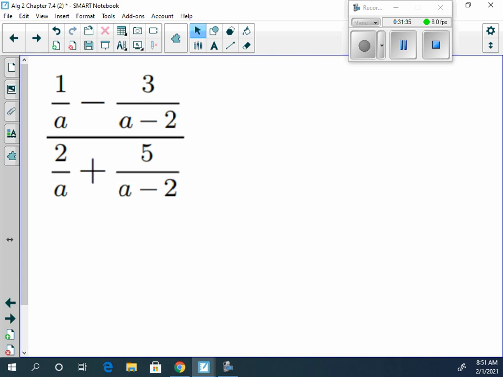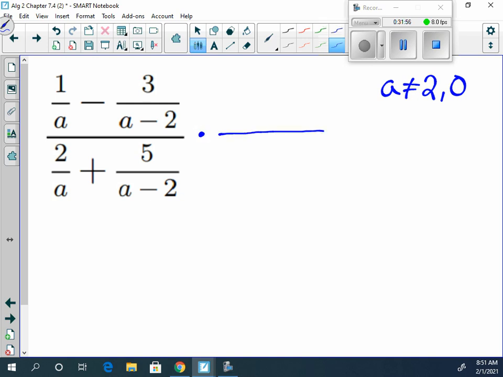Yes? More examples? Sure. Which one do we want to look at, this one here? Yeah. Okay. So what would we need to do to simplify this here? Or well, let's start off with our restrictions. What can a not be? Positive 2 or 0. Okay.